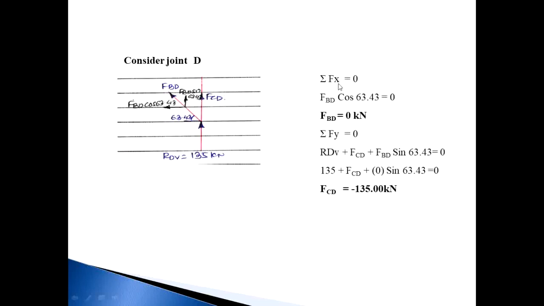So summation Fx is equal to 0. In the x direction, the total number of forces is a single force, that is FBD cos 63.43. There is no second force, so the FBD value will be 0. Then next, in the y direction, the total number of forces is 2, that is RDV and FCD. FBD is now considered as 0. So there are only two forces, that is RDV plus FCD. FBD sin 63.43 will be 0. So FCD is equal to minus 135 kilonewton.